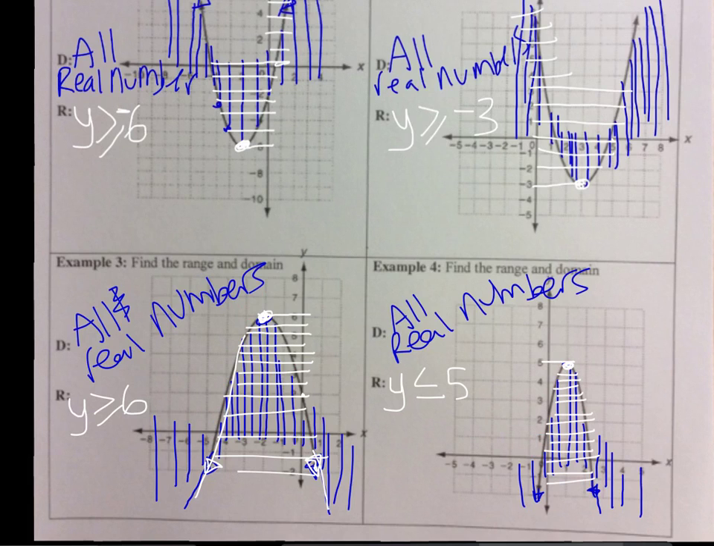And then, as I'm looking at this, I made a small mistake on example 3. I meant to say the range is going to be all the y values less than or equal to 6. So let's cross that out. All the y values less than or equal to 6, because we started at 6, and we're going to take all of the y values that are less than 6.